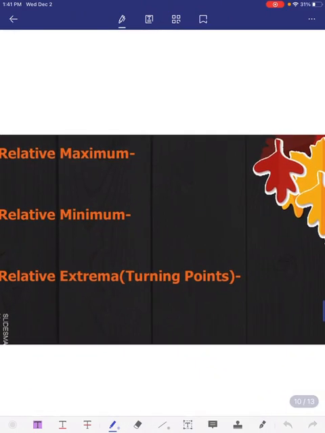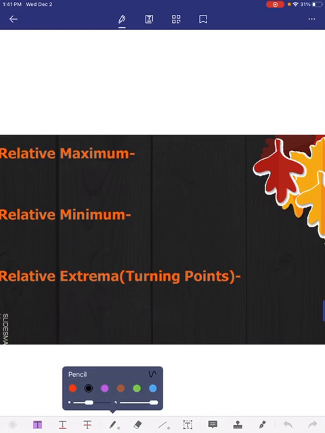Now, another thing that we can find on our graphs are called relative minimums and maximums. You've probably looked at mins and maxes before, but when you looked at them, you were looking at just the biggest point of the entire graph or the lowest point of the entire graph. We're going to be looking at relative maximums.